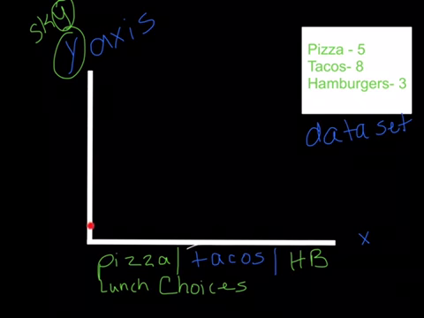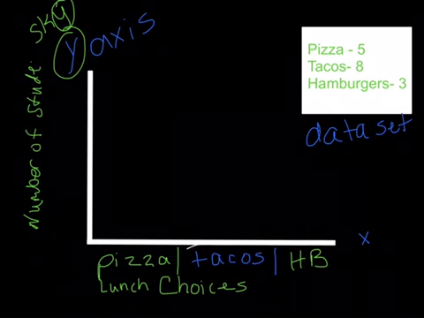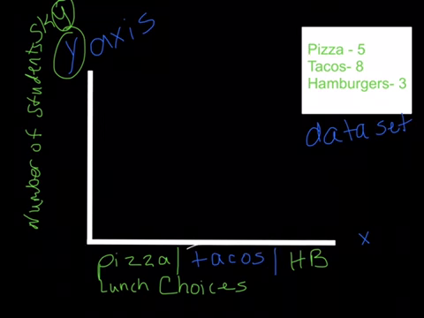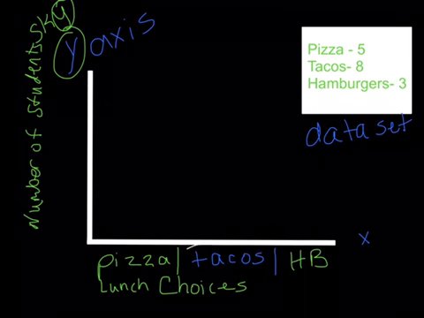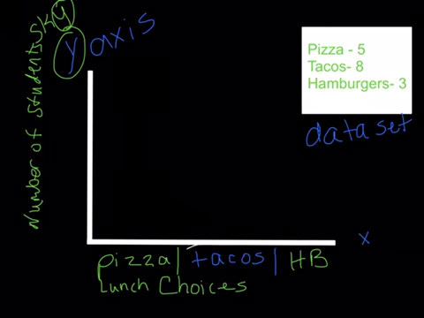What am I going to put on my y-axis? Yeah, on my y-axis is going to go the number of students making that choice. So my label is number of students. If I look at my data set, I see that the smallest number is 3, my largest number is 8. So my axis, or my number of students, needs to go at least to 8. That can be my greatest.